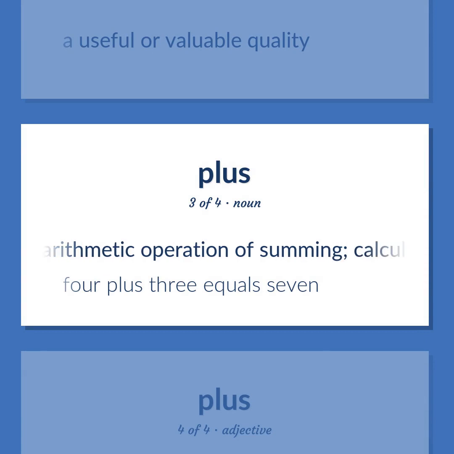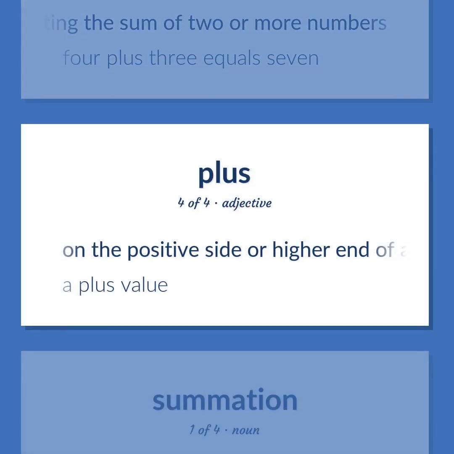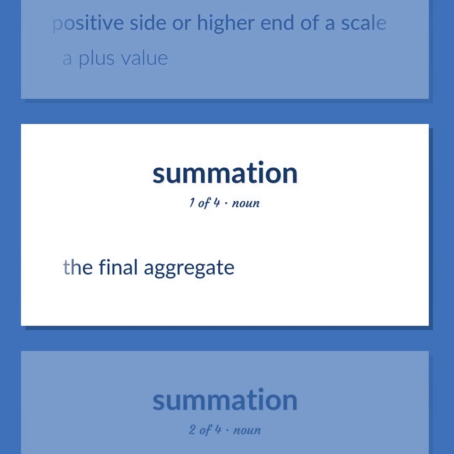The arithmetic operation of summing. Calculating the sum of two or more numbers. 4 plus 3 equals 7. On the positive side or higher end of a scale. A plus value. The final aggregate.